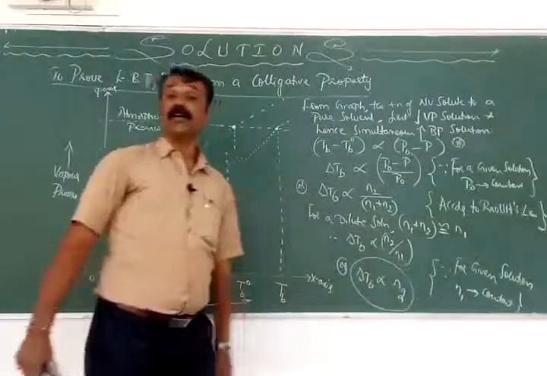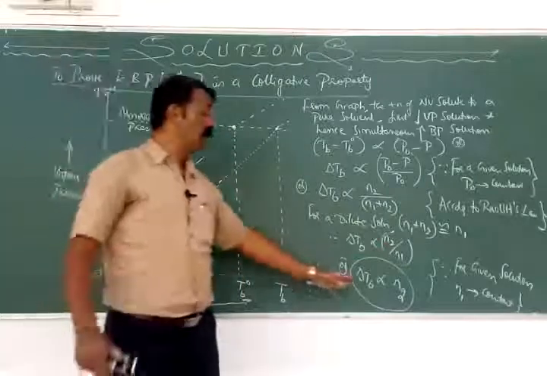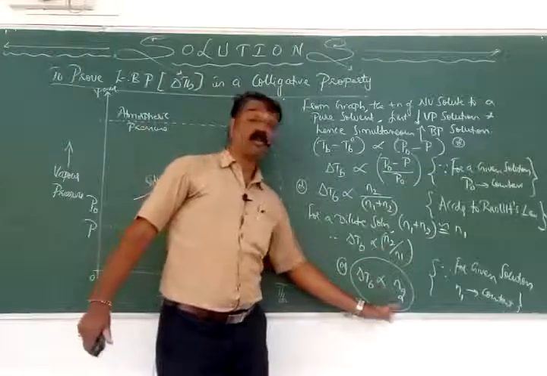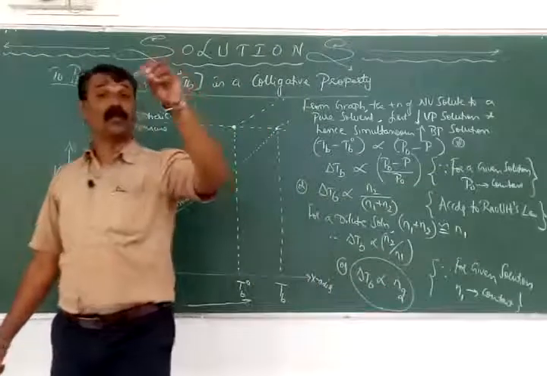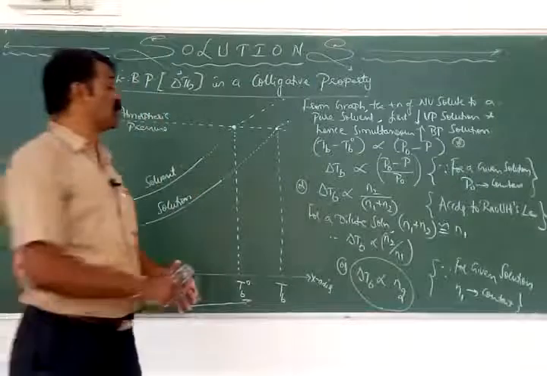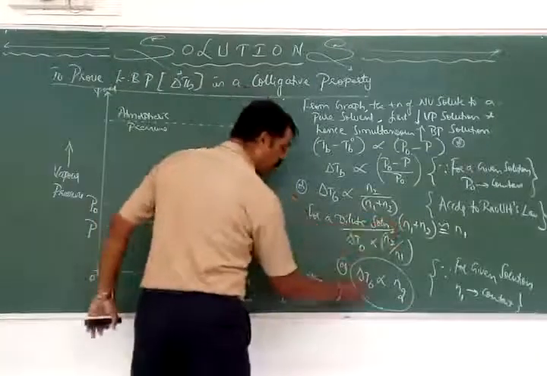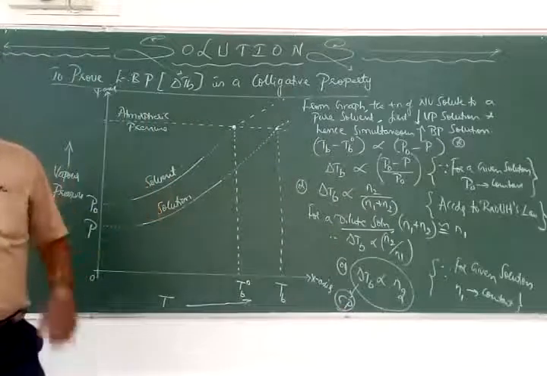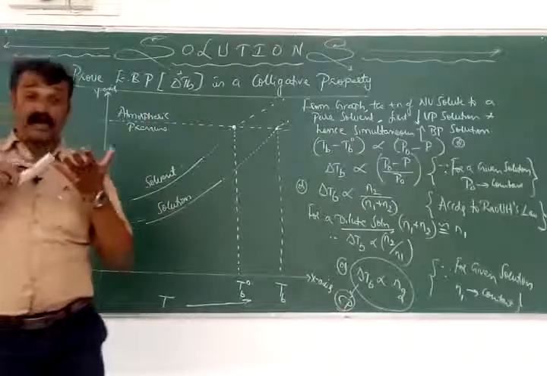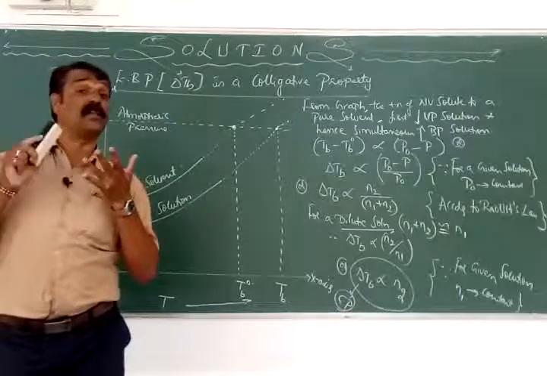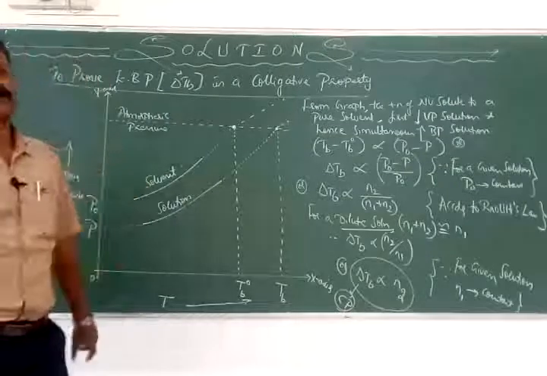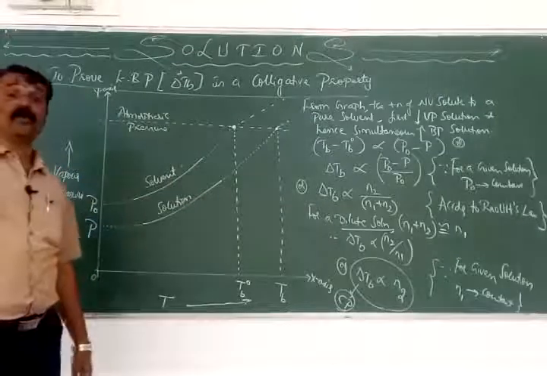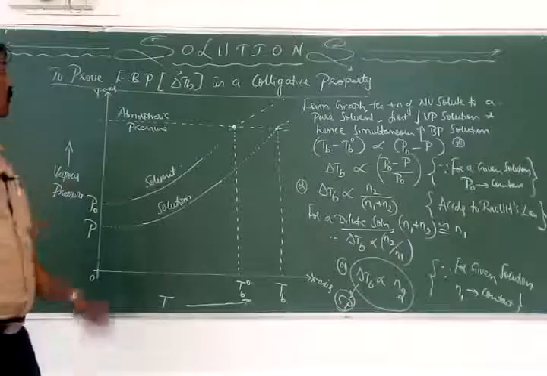Therefore, what can we decide here? What is delta TB? It is called the elevation of boiling point. Elevation of boiling point is directly proportional to N2 here, the number of moles of solute particles with respect to a dilute solution. Hence, it is an example of a CP. What is CP here? Colligative property. It means we have to prove that it is applicable only for a dilute solution, and that it depends on the number of moles of solute particles. Okay.